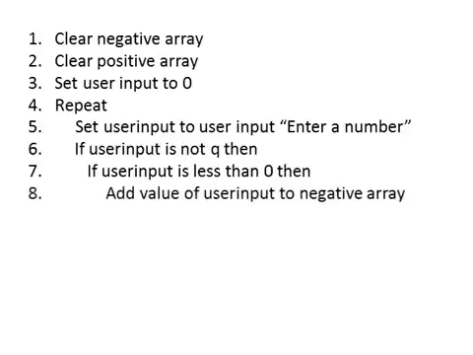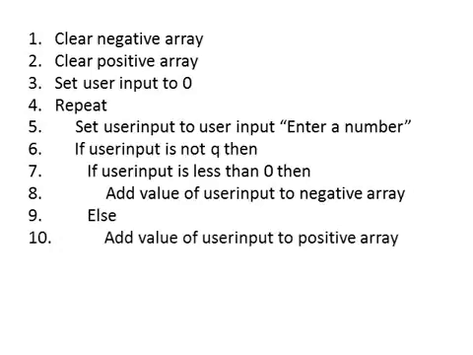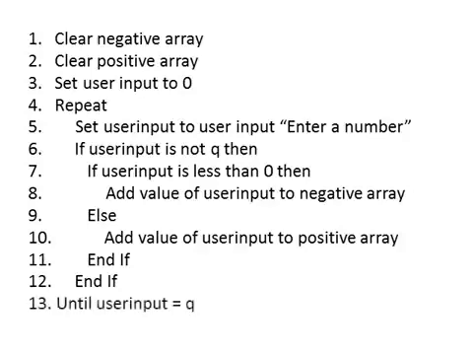Then we can add the value of user input to the negative array. Otherwise, we add the value of user input to the positive array. And because we started the if, we end an if. And because we started another if in line 6, we end that if as well. And the last thing we've got to do is finish off the conditional loop by saying until user input is Q. And that's it.